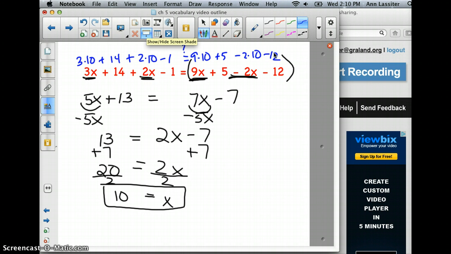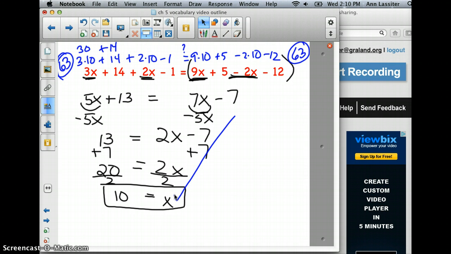So 3 times 10 is 30. 30 plus 14 is 44, plus 20 is 64, minus 1 is 63. Then on the right side, I have 9 times 10 is 90. 90 plus 5 is 95. Minus 20 is 75. Minus 12, 63. And then I can do a happy dance and say, yes, I know the answer x equals 10 is correct.